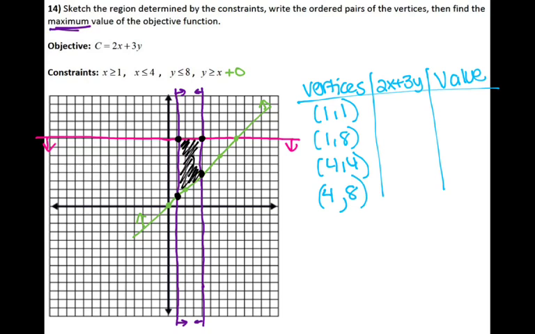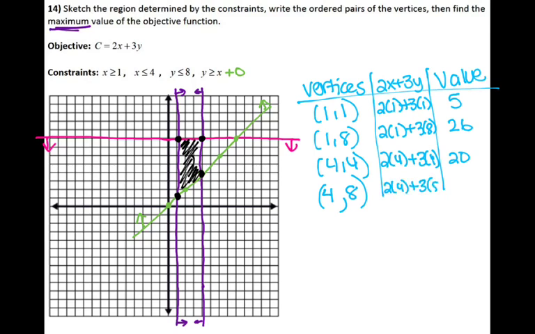And I'm going to plug that into my objective function. So I have 2 times 1 plus 3 times 1, which is 5. 2 times 1 plus 3 times 8, which is 26. 2 times 4 plus 3 times 4 is 8 plus 12. I should not have to put that in the calculator. That's 20. And then 2 times 4 plus 3 times 8 is 8 plus 32.